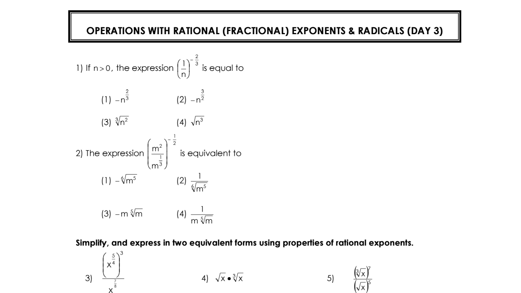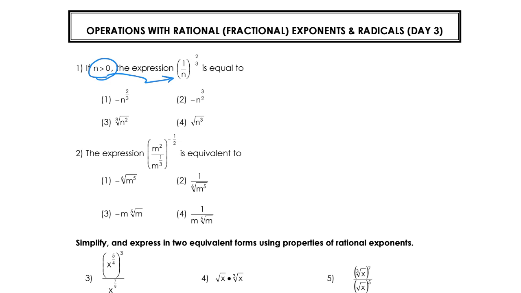Okay, so here we are on day 3 of Unit 5, and number 1 says if n is greater than 0, the expression is equal to. So they're telling you that n is greater than 0 because our problem is a fraction, okay? And if n was equal to 0, it would make it undefined, okay? And so they're telling you greater than 0 so that we can still do the math.